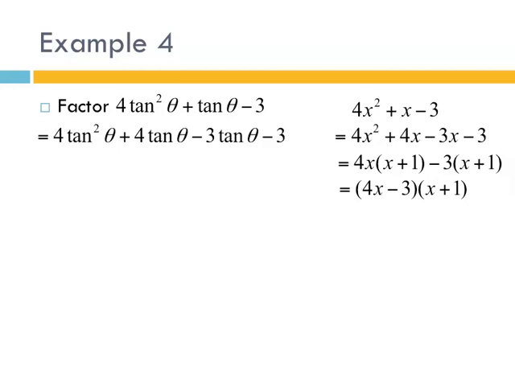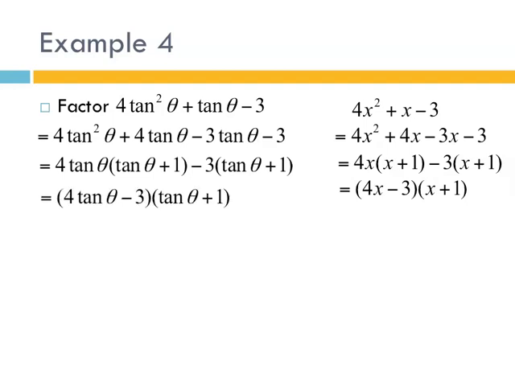In the first two terms, you would factor out the 4 tangent theta. That leaves you with tangent theta plus 1 in parentheses. Factor out the negative 3 from the last two terms, and that leaves you with tangent theta plus 1 in parentheses. Then that leaves us with 4 tangent theta minus 3, and then tangent theta plus 1. So that's it. That's just factoring it.